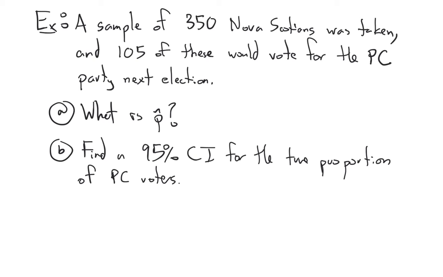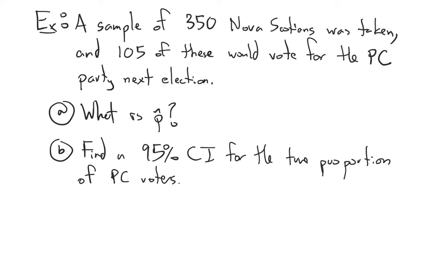So let's say in our sample, there was a sample size of 350. We took 350 Nova Scotians. We asked them, would you vote for the Progressive Conservative Party in the next provincial election? And 105 of them said they would. So that is our sample. Our population is all voters and all potential voters in Nova Scotia. Okay? But of course we can't ask all potential voters. That's an election. So if we're a polling firm, we can only ask a small subset of that.